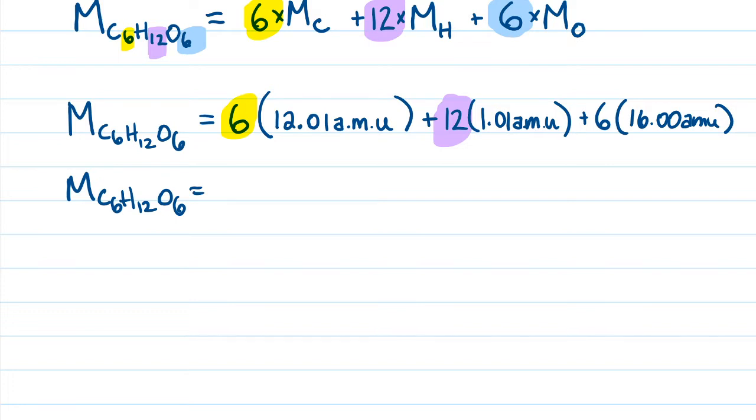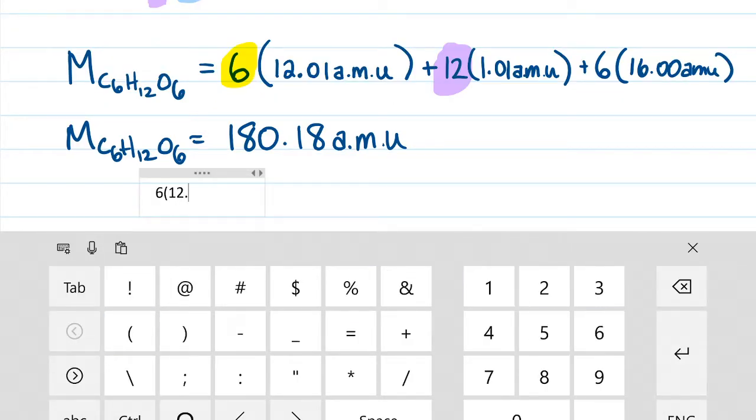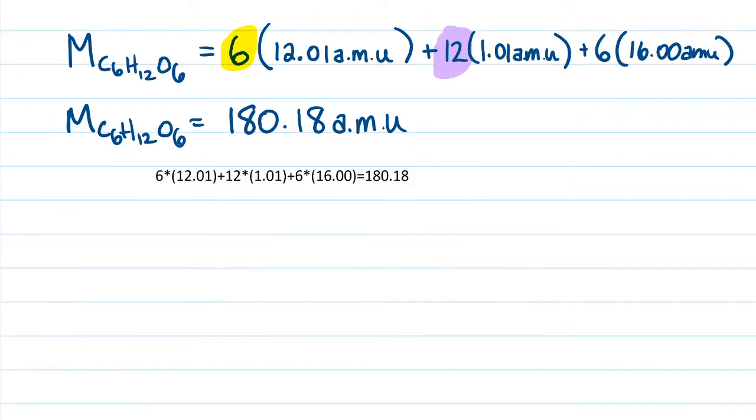I'm going to quickly check that because I don't trust my mental math. All right, so we would be 6 times 12.01 plus 12 times 1.01 plus 6 times 16. And it's going to want to start here the way this handles syntax. And equal sign, and hey, I got it. Look at that, I'm hired.